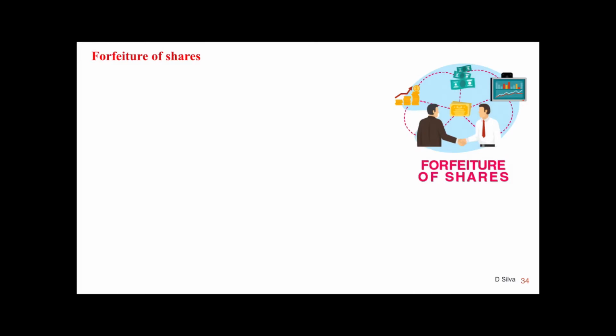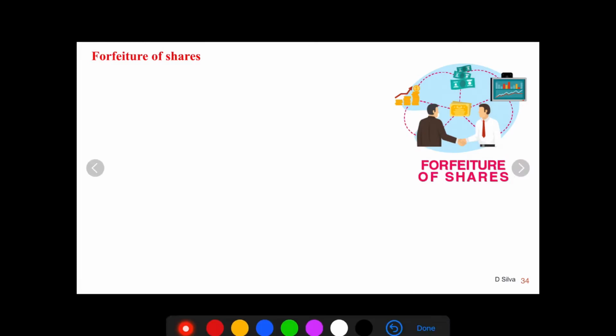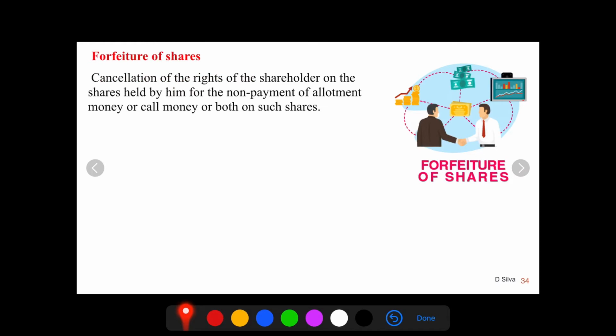Now students, we have already worked out problems under the headings issue of shares at par, issue of shares at premium, and also problems where there are calls in arrears. Now it is time for us to understand what we mean by forfeiture of shares. This means cancellation of the rights of the shareholders on the shares held by him or her for the non-payment of allotment money or call money or both on such shares.